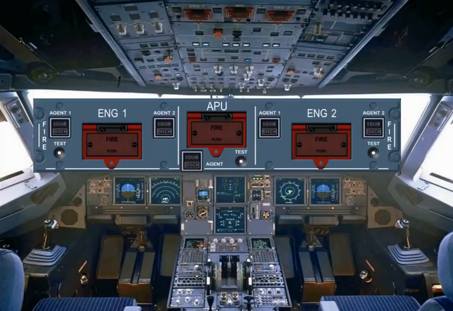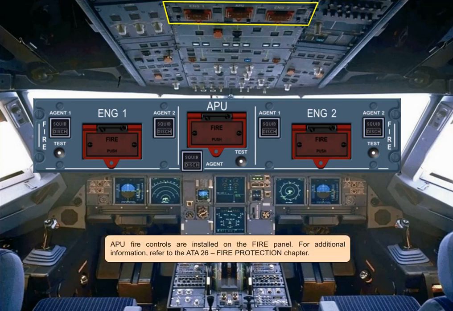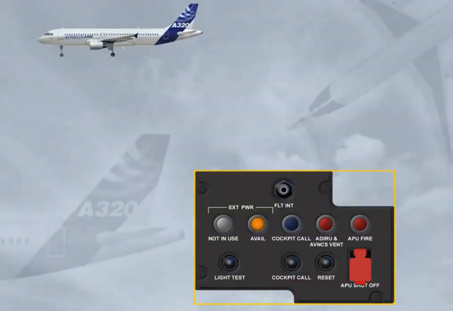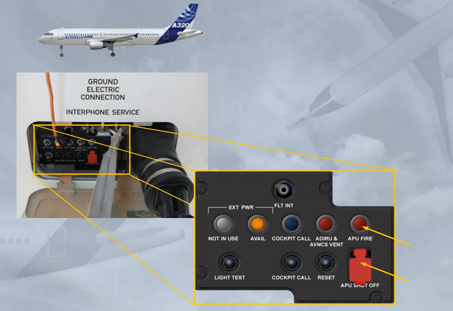APU fire controls are installed on the fire panel. For additional information, refer to the ATA-26 Fire Protection chapter. There is also an APU shut-off push button and an associated APU fire warning light located on the external power panel. Refer to the ATA-26 Fire Protection chapter. This panel is located in front of the nose gear bay.